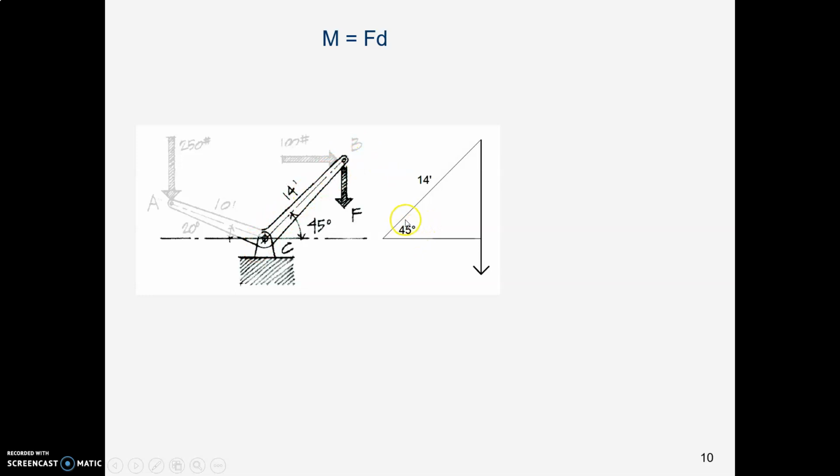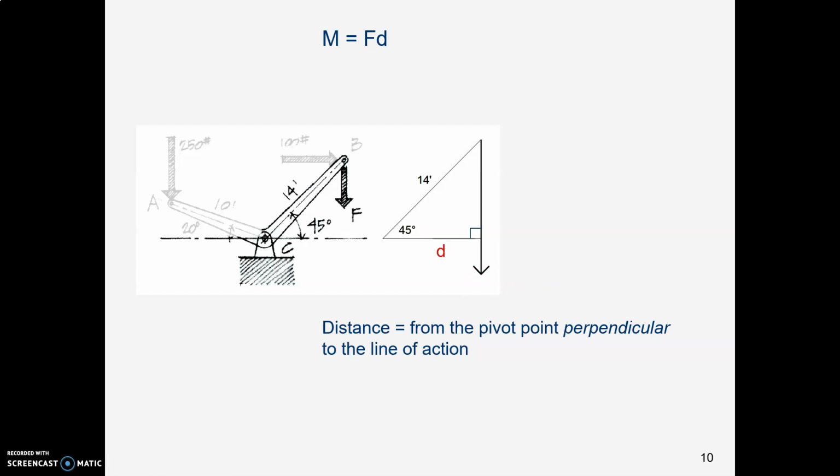And now I can just draw this 45-degree angle that he has given us. And here is our force, our line of action. And the distance we're looking for is from the pivot point perpendicular to the line of action. So there's the distance we're looking for.